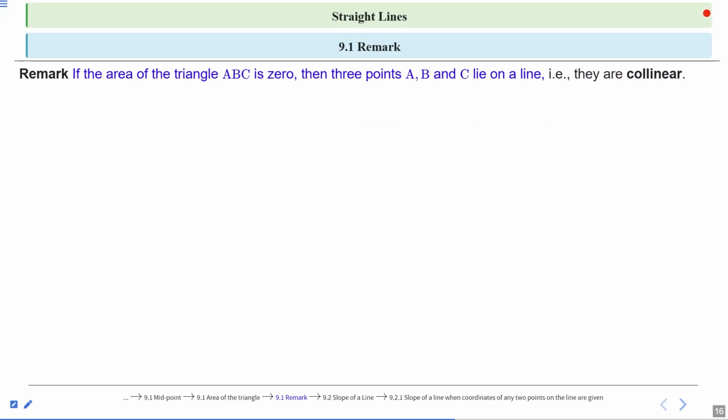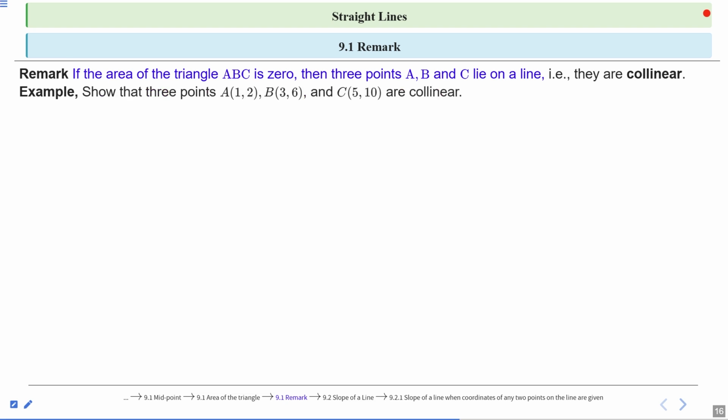Now we will discuss a remark. If the area of triangle ABC is 0, then what can we say? If the area of triangle ABC is 0, then the three points A, B and C lie on a line, that is, they are collinear. That means the three points lie on the same line.